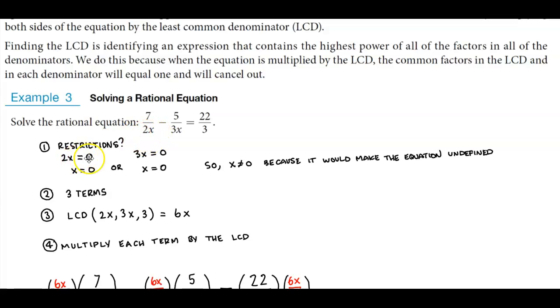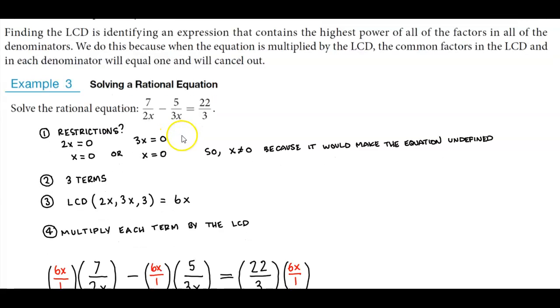So we take 2x and we set it equal to 0 to find out when this denominator is going to equal 0. Well, if we divide both sides by 2, x is equal to 0. If we take the other denominator that has an x in it, 3x is equal to 0, divide both sides by 3, x is equal to 0. So what that means is x cannot equal 0 as a solution because it would make the equation undefined, meaning that it would be 7/2 times 0 or 5/3 times 0, which won't be true. So we always have to look at restrictions first before we do anything when we're dealing with a rational equation that has a variable in a denominator.